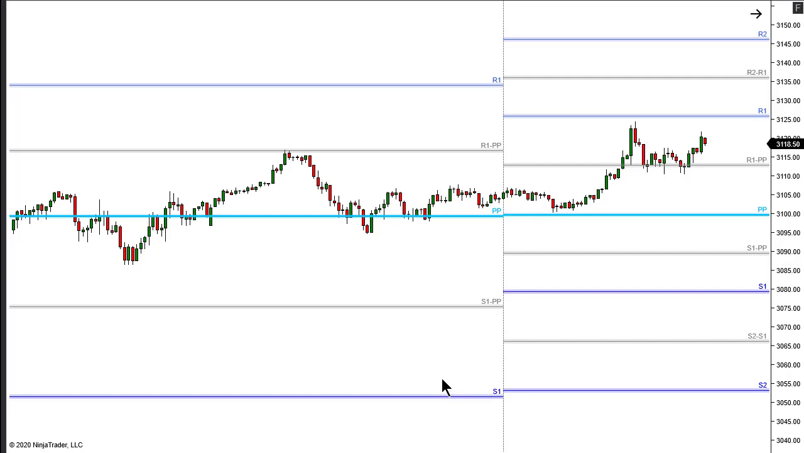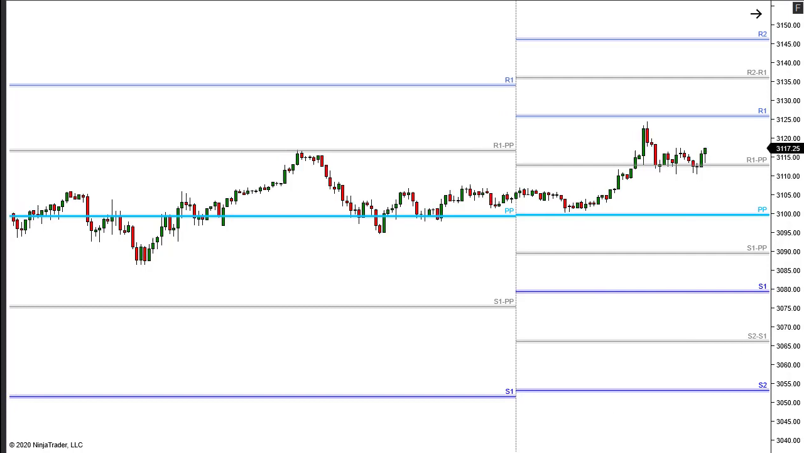If the previous day was a narrow range day, then you may not need to use the mid pivots because the market will just go from one regular pivot to another. So a little extra pro tip there.